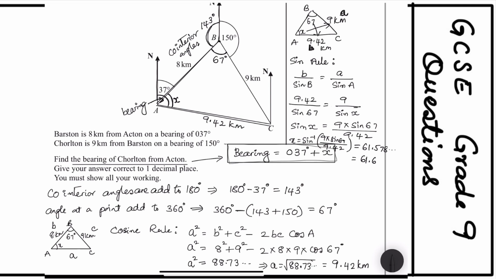Now we are going to find the bearing. We got the x value. Bearing is 037 plus x. So 037 plus 61.6. Because this is a bearing, we need to take 3 digits. So if you add both of them, we'll get 098.6 degrees. So that's the answer.